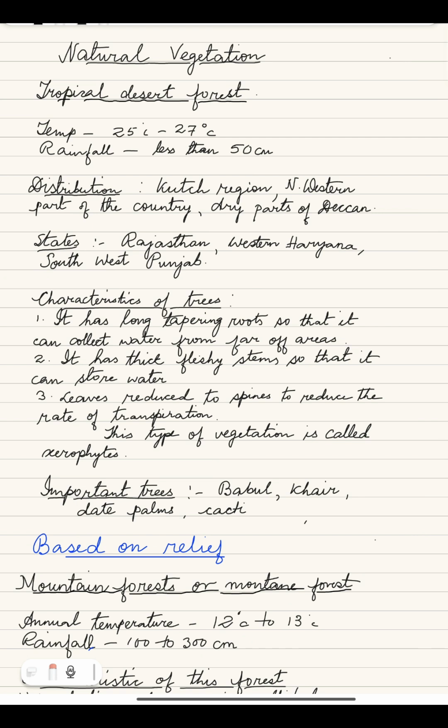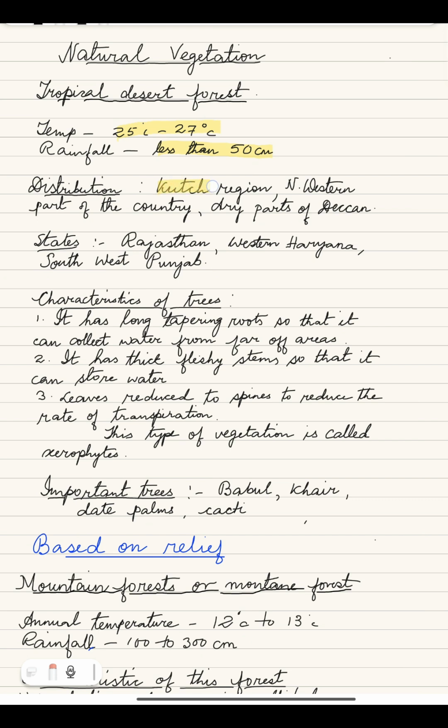Now, based on rainfall, tropical evergreen forest, where rainfall is more than 200 centimeter, tropical deciduous forest, where rainfall is between 100 to 200 centimeters, tropical desert forest, where the temperature remains 25 to 27 degrees centigrade, but rainfall is less than 50 centimeter. Now, where is this forest found?